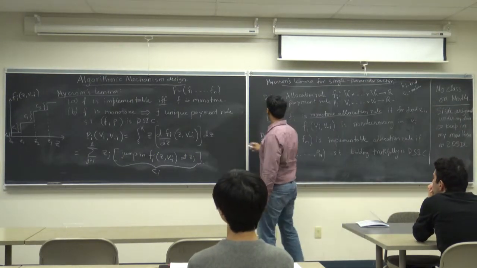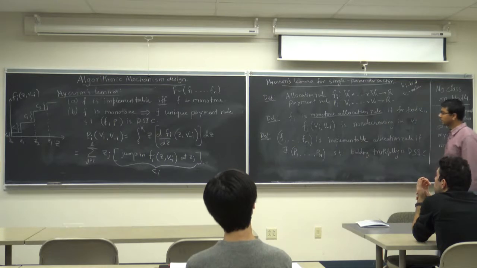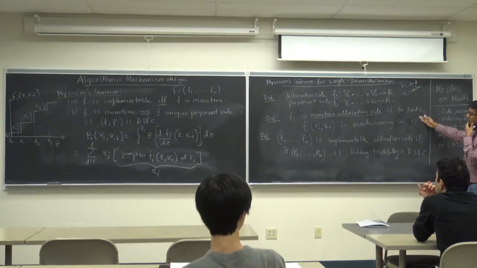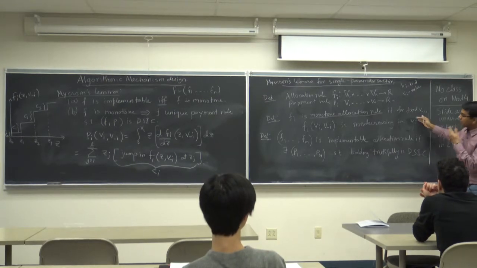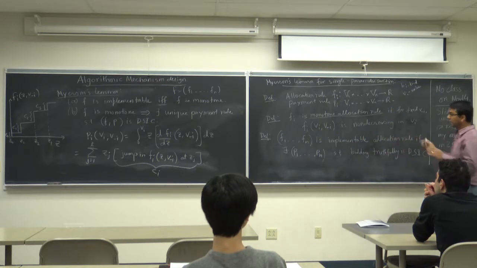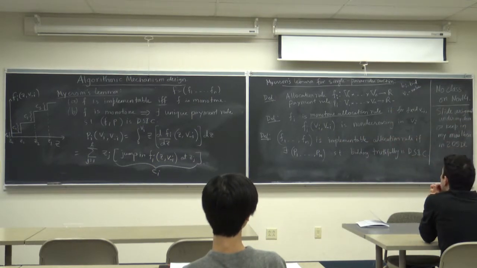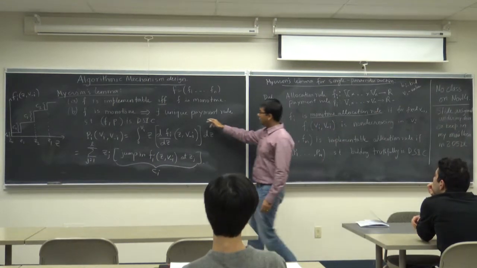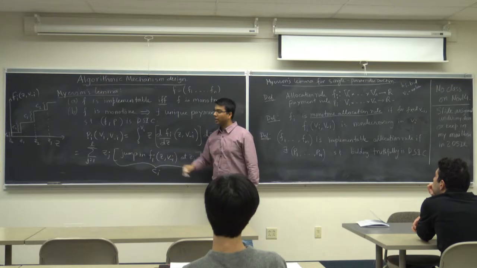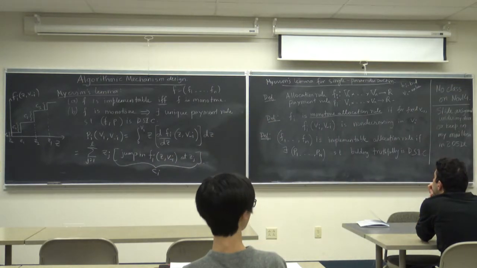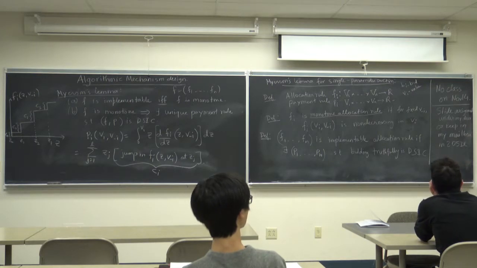So Myerson's lemma establishes the equivalence between these two properties. This seems like an easy property to understand: it's monotone, so if I bid higher, I should get more items. That's easy to understand. But the fact is, just this alone allows you to have a payment rule such that you have the DSIC property. So your entire problem boils down to coming up with an allocation rule that can run in polynomial time.